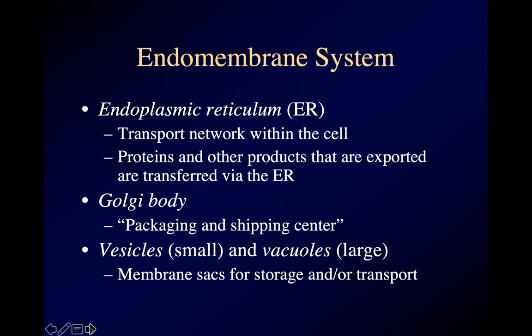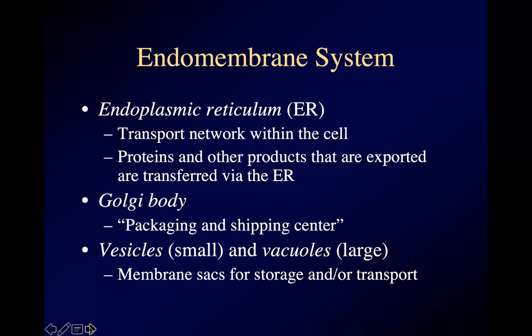Cells that produce a lot of proteins and then export them, send those proteins to a little structure called a Golgi body, named after the guy who discovered it and won the Nobel Prize for it in 1905, Camillo Golgi, Italian biologist. And you can think of the Golgi as being the cell's packing and shipping center.